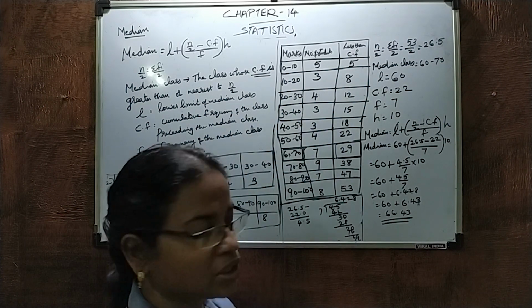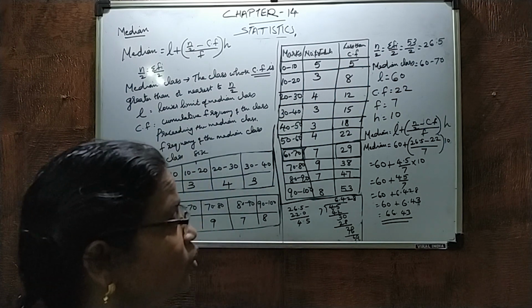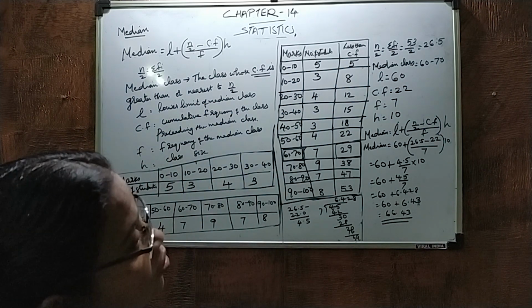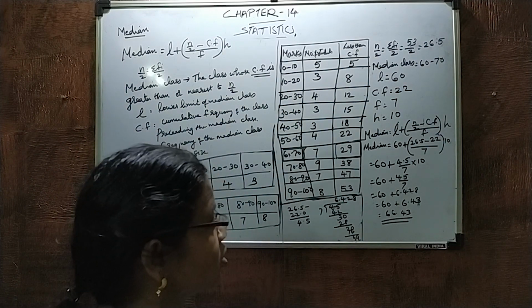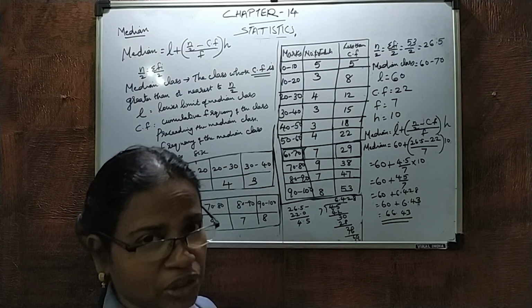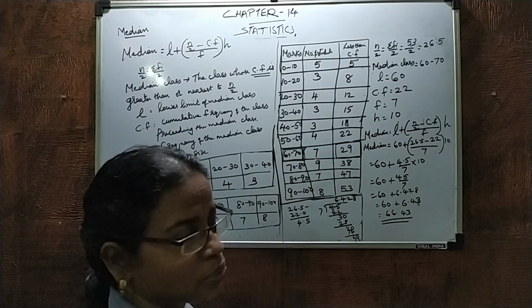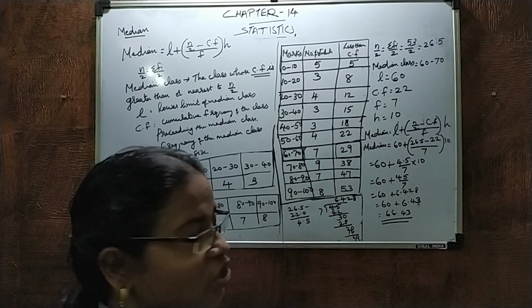Okay, clear, I think. So this is the second problem. Sometimes they will ask you to find out mean, median and mode. Mean you can do by any method, mode also you can do. But median you have to do carefully, because sometimes there will be some mistakes.